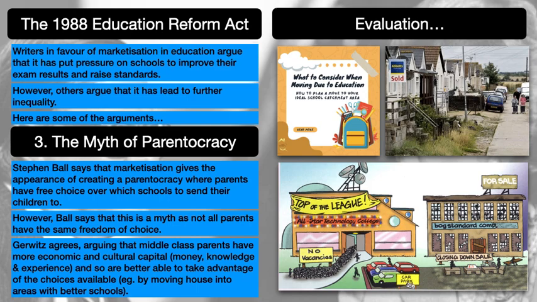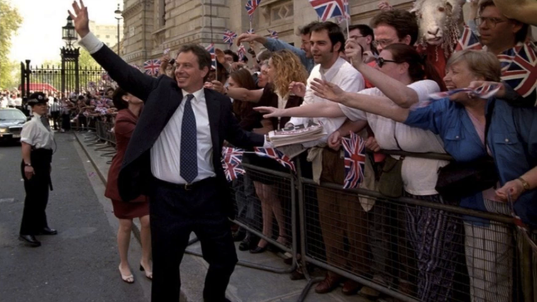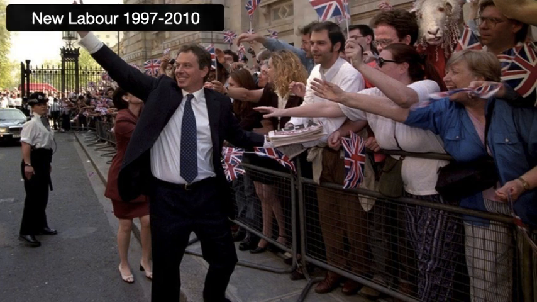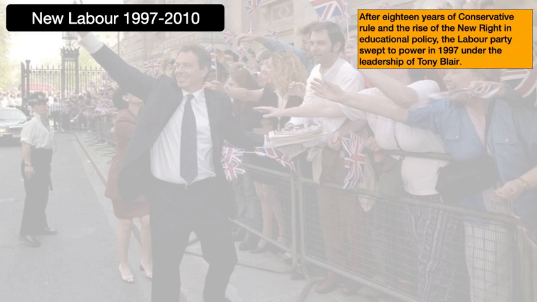So a lot going on in the 1988 Education Reform Act, and really the next changes happen when there's that next change of government, when New Labour arrive in 1997 and are in power until 2010. And this happened after 18 years of Conservative rule and the rise of the new right in educational policy. The Labour Party swept to power in 1997 under the leadership of Tony Blair.